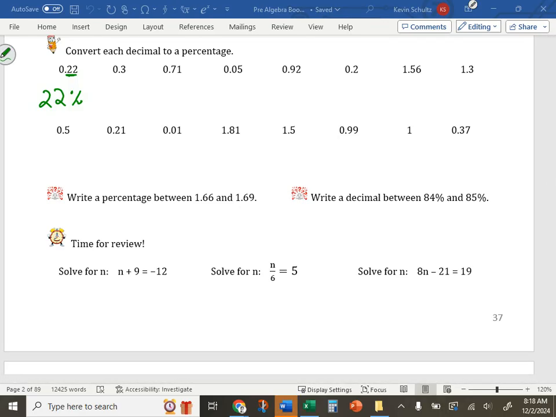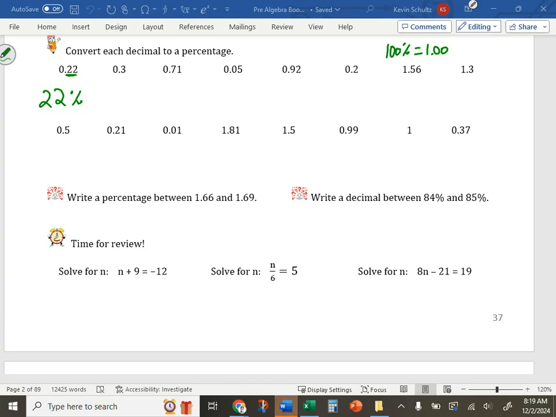Okay? Any on here that you look at and you're like, I'm not so sure about that one? Layla? 1.56 as a percentage. What do you think? 156%, right? We've got this decimal here that's greater than a whole. And if you look back in our number line, up above there, like 100%, we set that equal to 1 whole. So if our decimal is greater than 1 whole, our percentage is going to be greater than 100%.